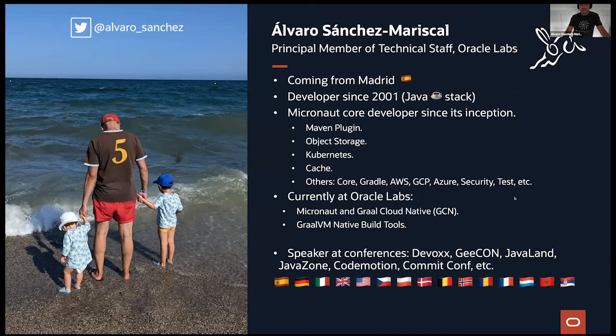My name is Alvaro Sanchez. I'm quickly presenting myself. I'm coming from Madrid, Spain. I've been a developer since a few years ago, always in the Java ecosystem. I'm working on Micronaut since the beginning. The main areas where I work are the Maven support, and a few other modules that I wrote, for example, cloud object storage, Kubernetes, cache.